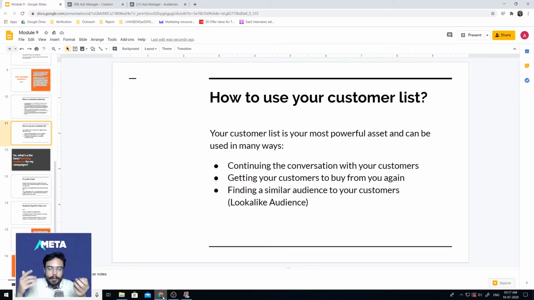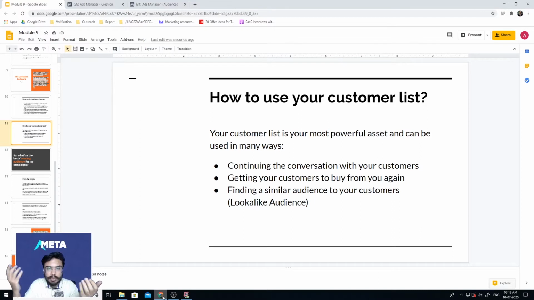You can continue the conversation with your customers. What I mean by that is, since you've sold to them and they've given you their phone numbers or email ID, you can reach back to these guys via ads. You can retarget them as a custom audience and say, okay, we miss you, or since you've been a customer, buy from us again, or whatever.